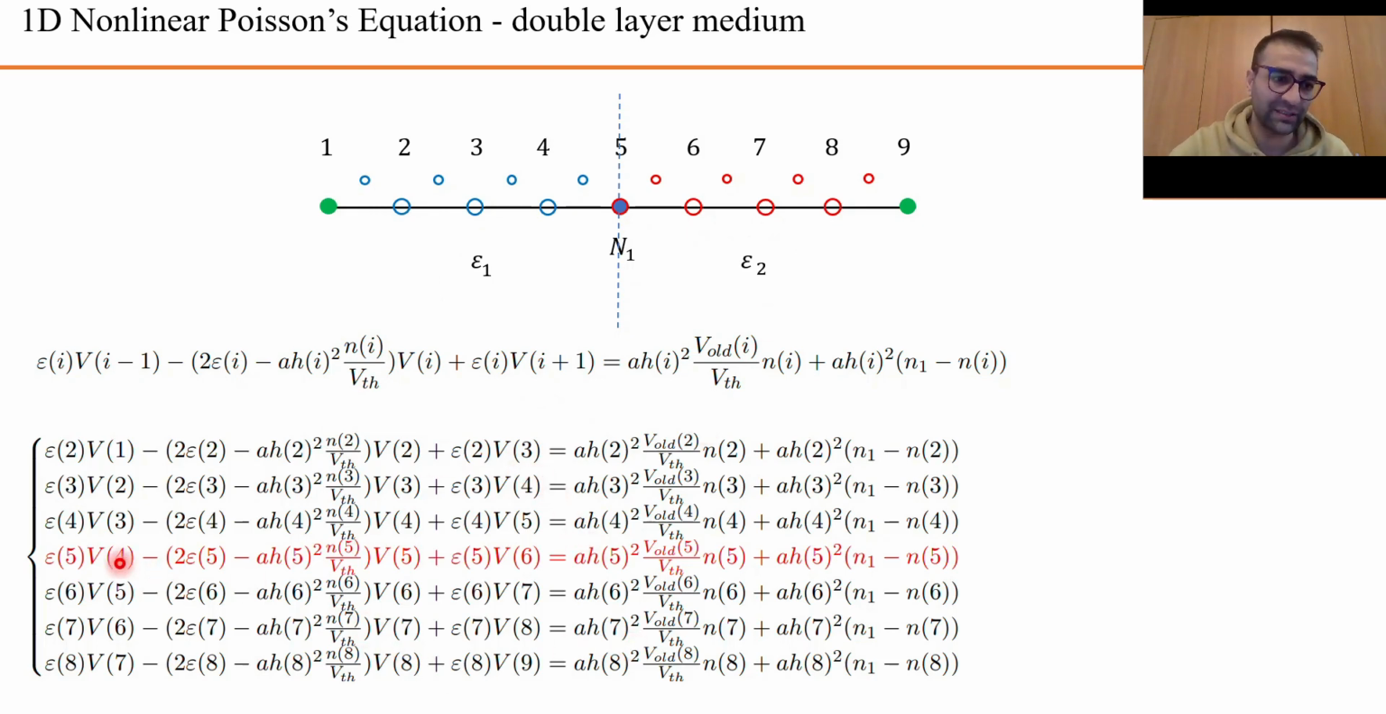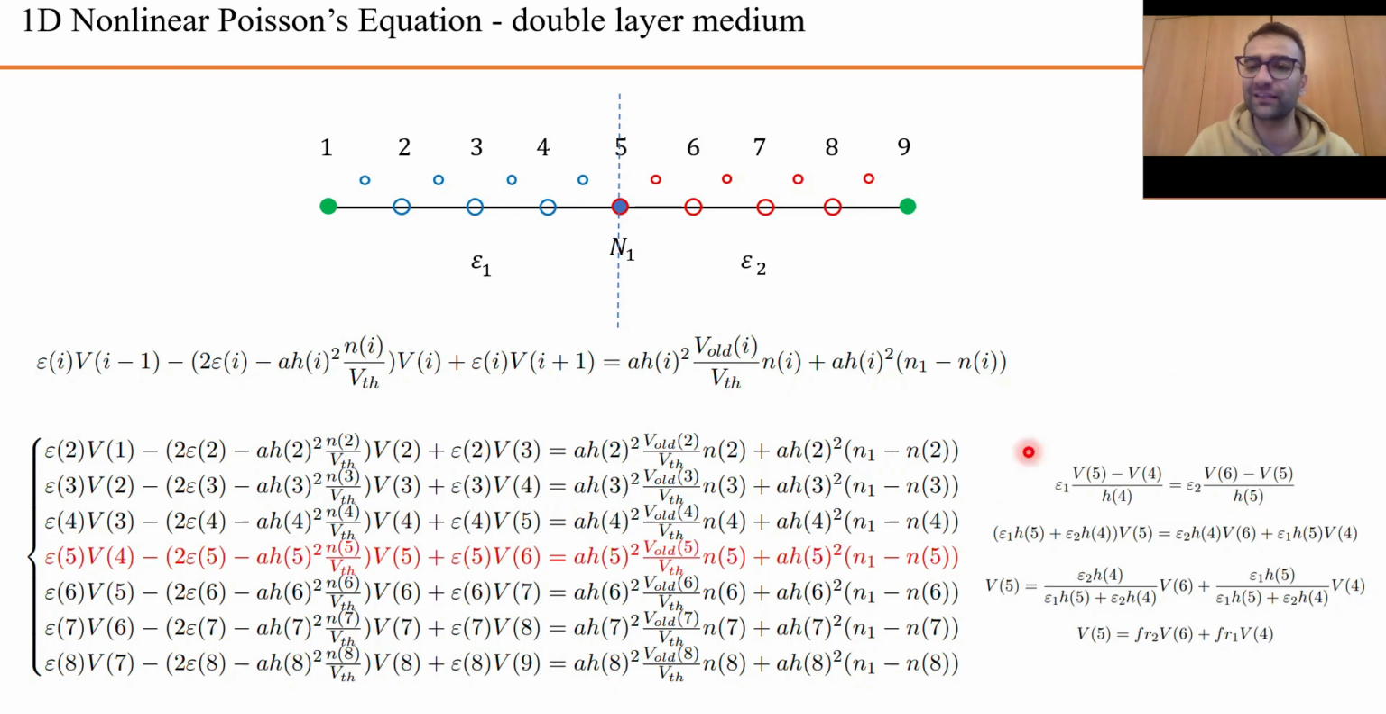And I have marked the fourth equation with a red color. Why? Because we do not use this equation to find the potential at grid number 5, that is the interfacial grid. What we use to find the potential is indeed the internal boundary condition that we discussed in the first slide. Calculation of that condition will give us this equation.